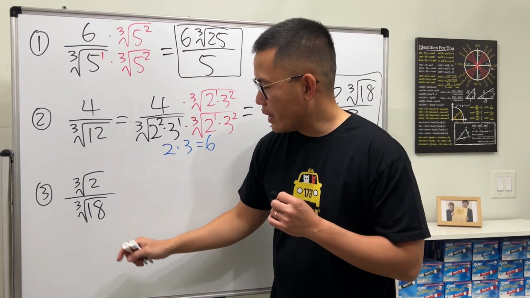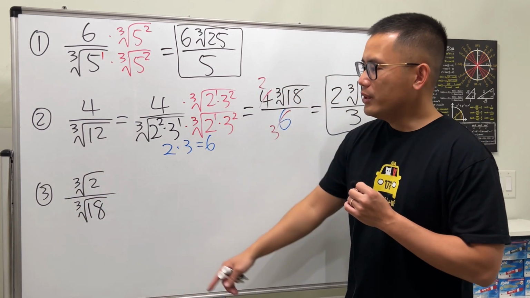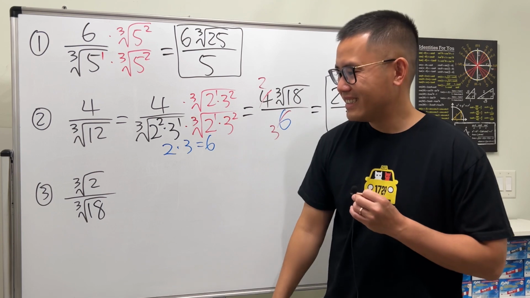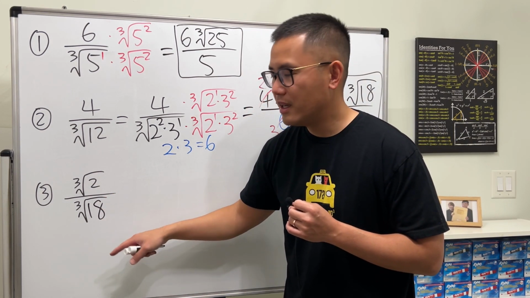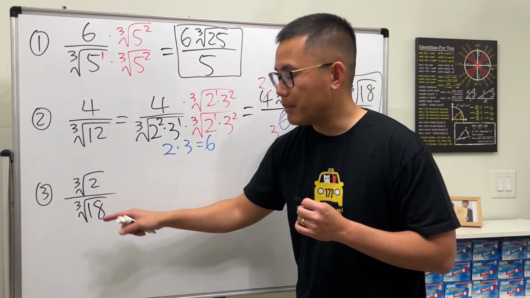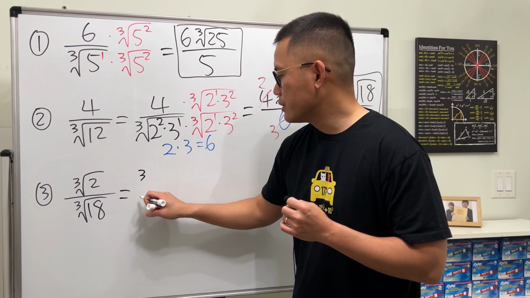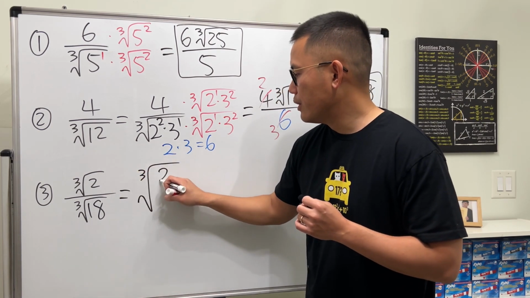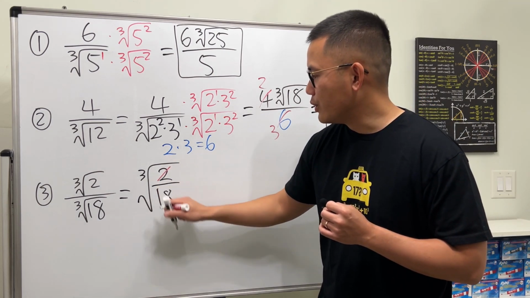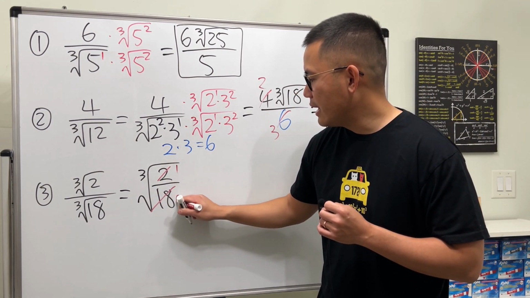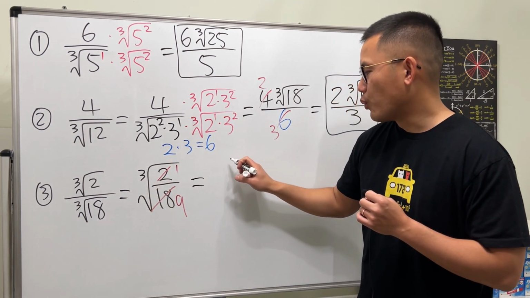Now, for this one, notice we have cube root of 2 over cube root of 18. You can break down 18 and all that, but guess what? Because the 2 is inside of the cube root, likewise the 18, when you divide, you can reduce the numbers first. So this is equal to the cube root of 2 over 18. And then we can reduce this. It will be 1 and 9. Now, if you do the cube root of 1, it's just 1.